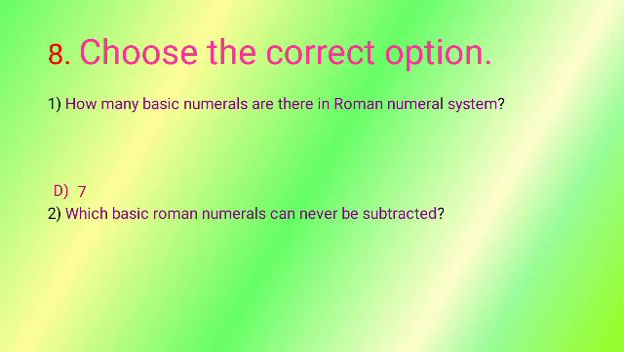Now we see the next question. Which basic numeral can never be subtracted? Again, this is a rule of Roman numerals. Here the options are X, then I, then V, and then L. Which option is correct, whether A, B, C or D? Yes, the answer is C, that is V.